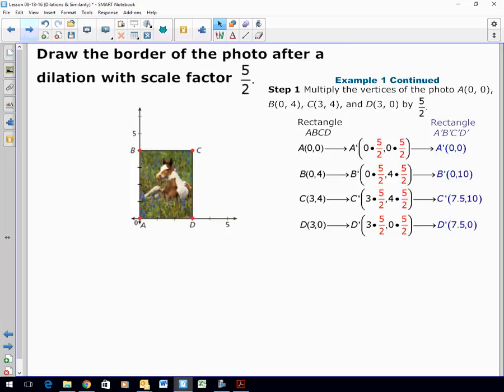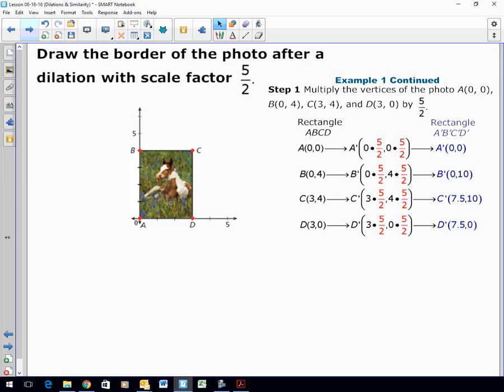What's it going to look like, Mr. Hobbs? I'll tell you, like this. Draw the border of the photo after a dilation with a scale factor of 5 over 2. Time out. 5 over 2. Bigger than 1 or smaller than 1? Bigger than 1. Correct? 5 over 2 is bigger than 1. Yeah, it's 2.5, okay? I would take each of the coordinate points, multiply all of them by 5 over 2. My scale factor is 5 over 2.